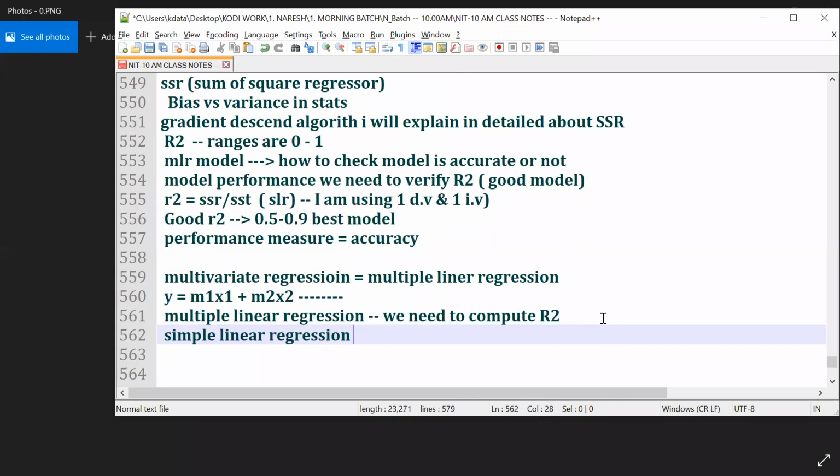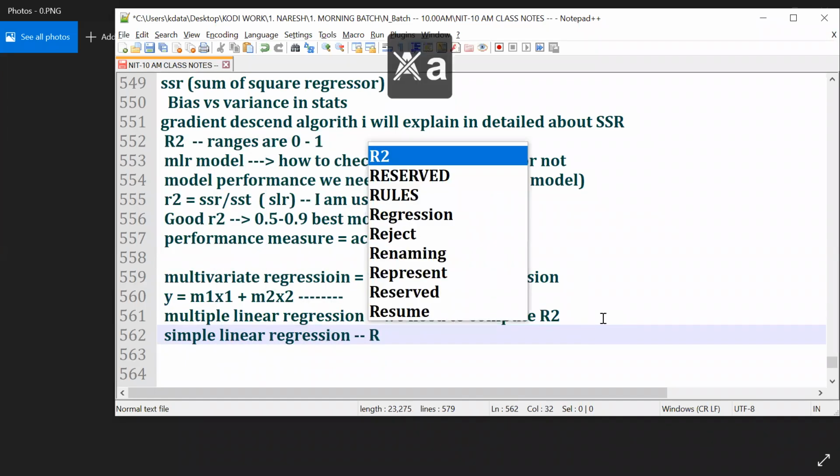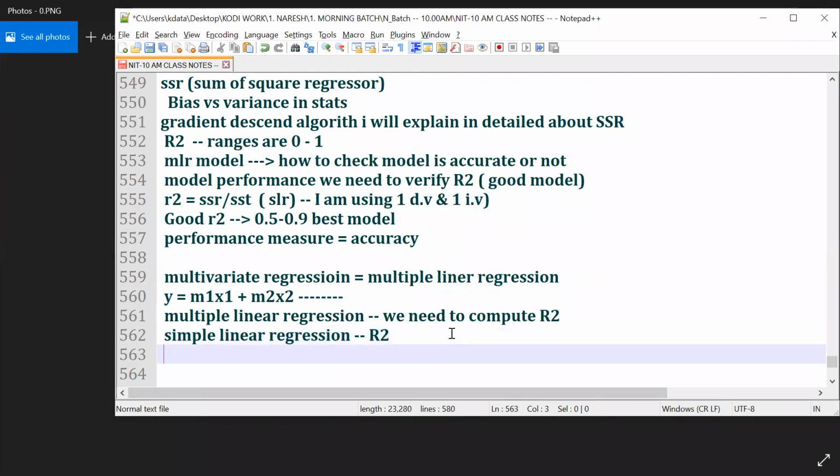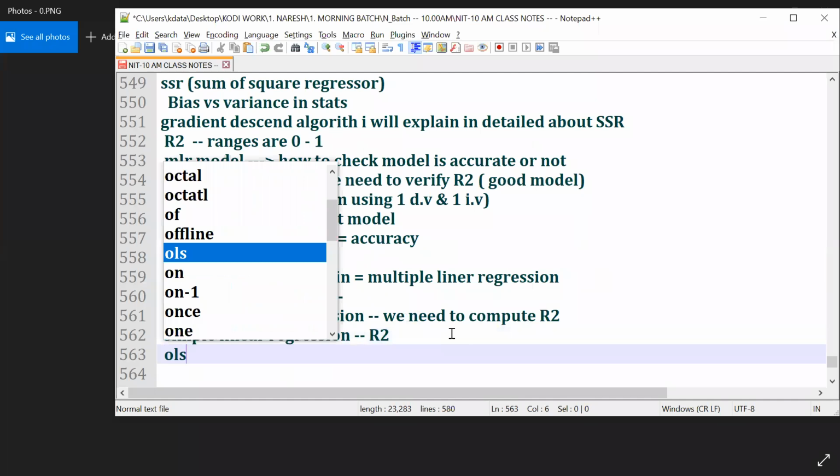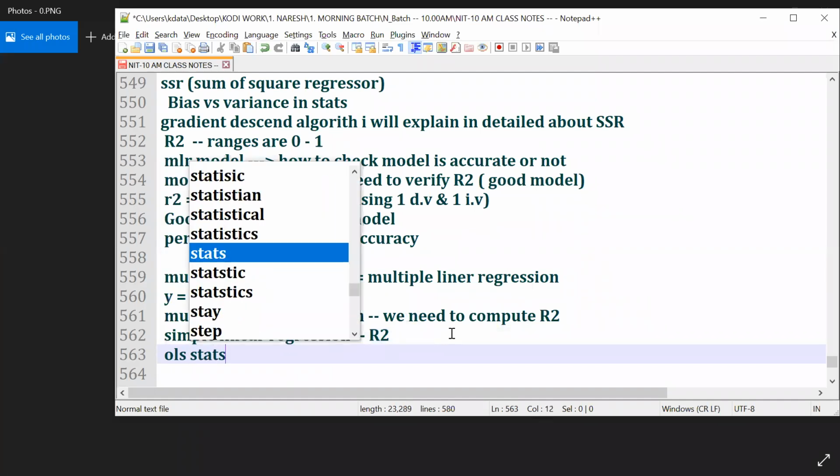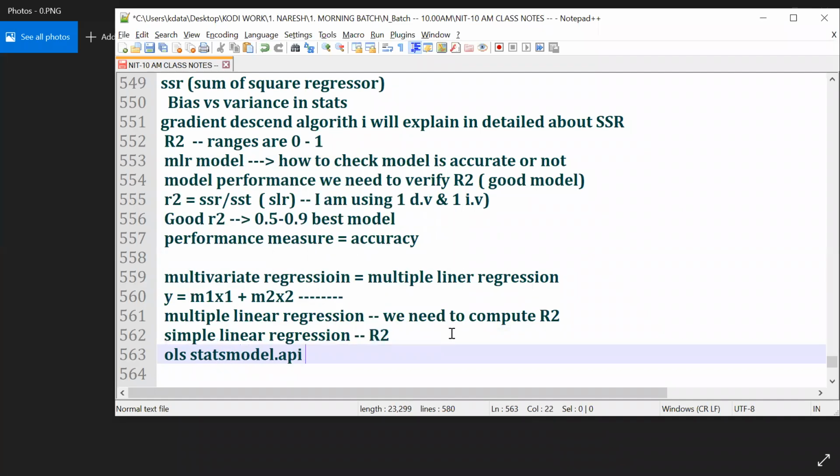Now how do you compute R squared and adjusted R squared? Very simple, by a package. What is the package's name? statsmodels OLS. OLS means ordinary least squares. statsmodels.api. API means all the formulas are bundled in the package, and that's called API. Understand, guys?